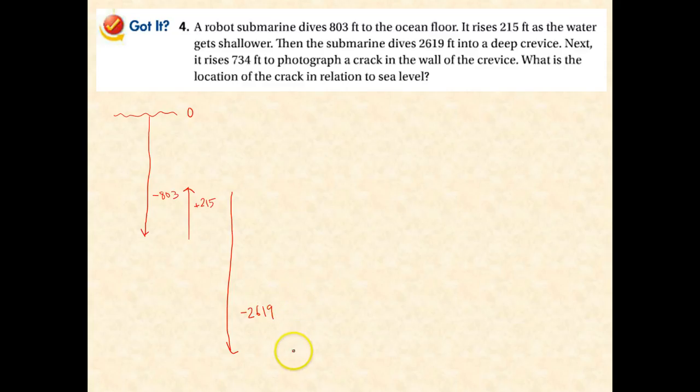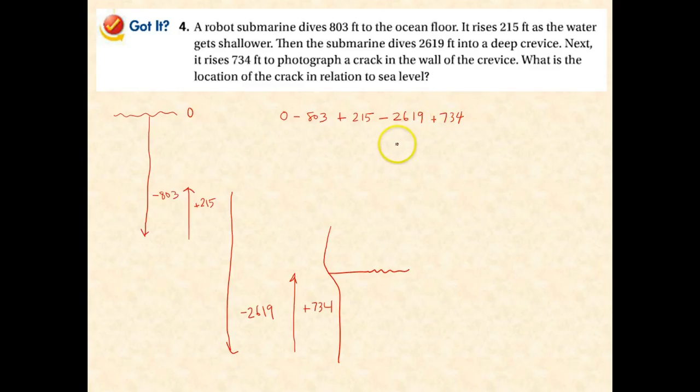Next it rises 734 to photograph a crack in the wall. So here's your crack. Crack in the wall of the thingy. How high is it? Well, here's our expression. 0 minus 803 plus 215 minus 2,619 plus 734. I'm going to use the commutative property to put all the positive stuff up front.